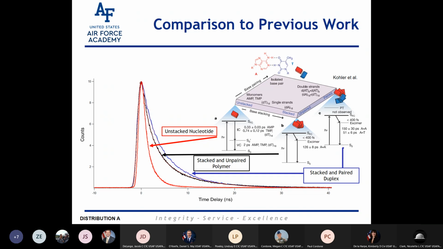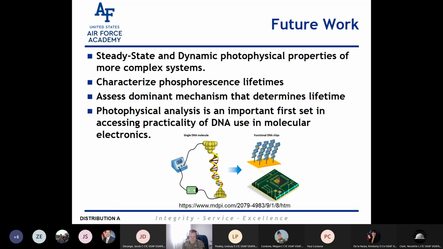Some work we still need to do is to determine whether it's the base stacking or the base pairing that really contributes to the longer lifetimes. And that's going to take some more work because there are just so many options and things we can consider, basically uncontrollable variables right off the bat in our system, in the way we measure this, to determine definitively whether it's base stacking or base pairing that is the dominant component in creating those lifetimes.